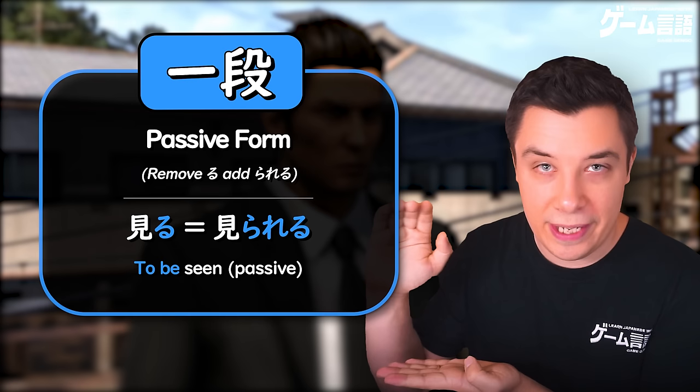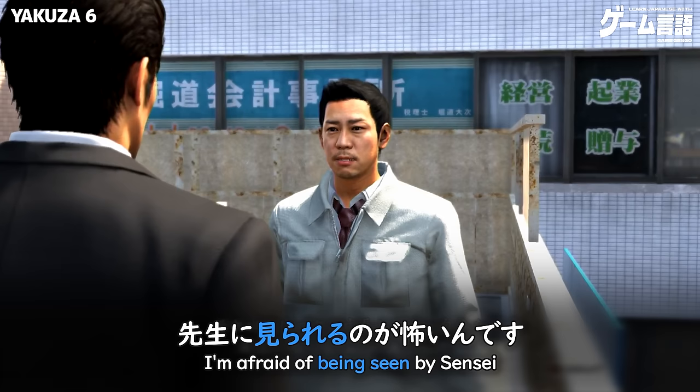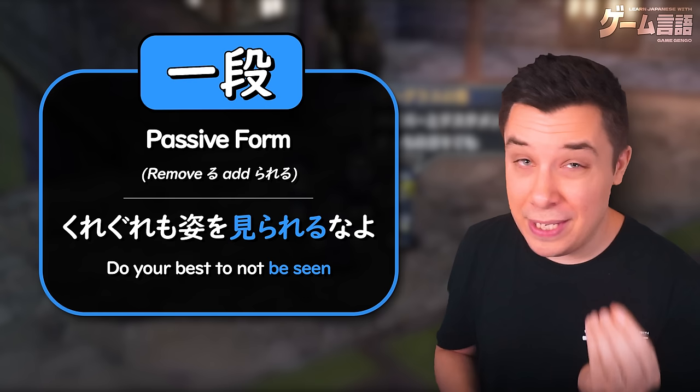To be seen, for example. Instead of to look, that would be 見る. To be seen by somebody, that would be 見られる. 先生に見られるのが怖いんです。 And so for ichidan verbs, all you have to do is just again, the stem, and then add rareru. That's it. So, miru, to look, turns into mirareru, to be looked at, or to be seen.